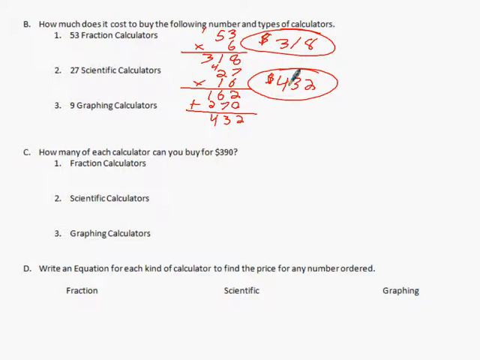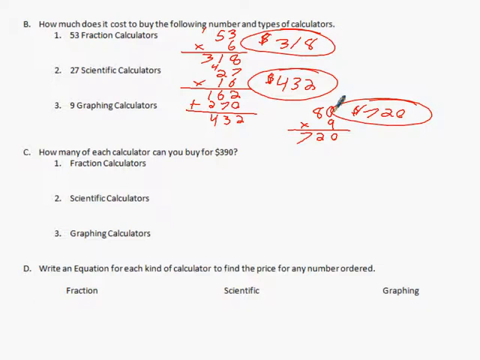Last up is graphing. They were $80 each, so 80 times 9. 9 times 0 is 0. 9 times 8 is 72. So it is $720 to buy 9 graphing calculators.